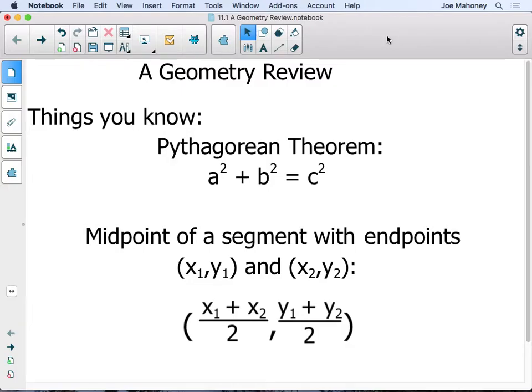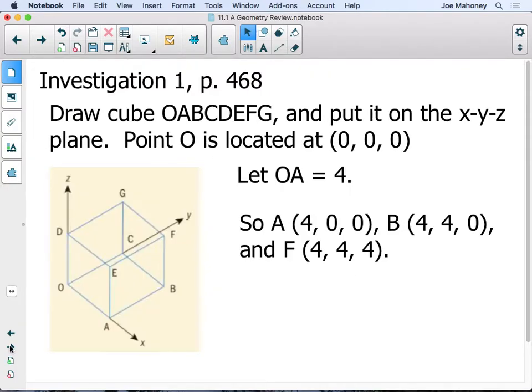We did geometry in two-dimensional space. Some of the geometry we're going to do this year is in three-dimensional space. And we're going to kind of model investigation number 1, which is on page 468 in your textbook. So if you have that handy, you can follow along a little bit there.